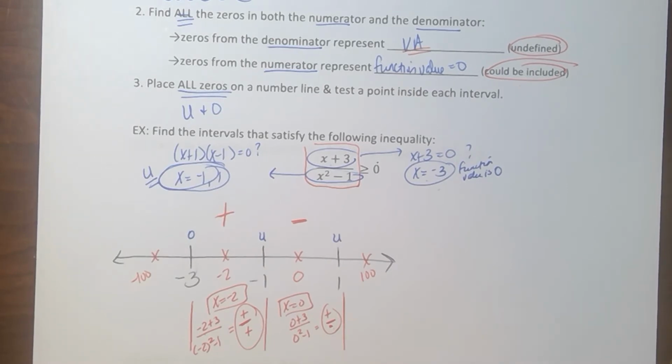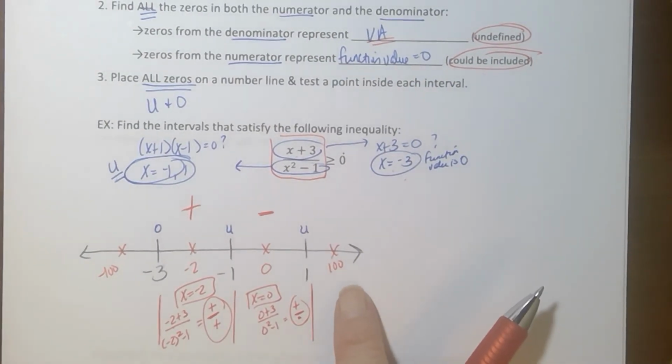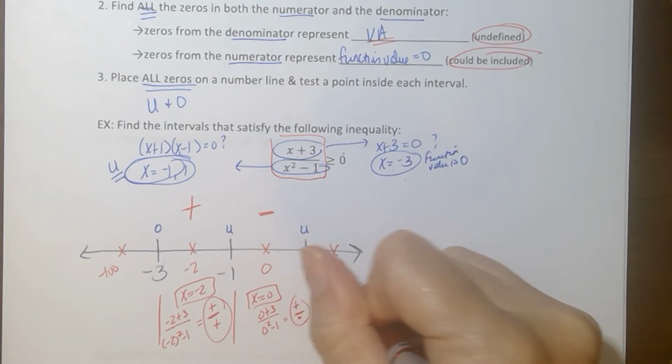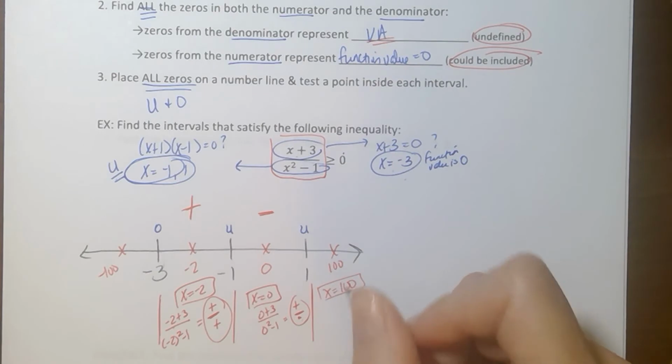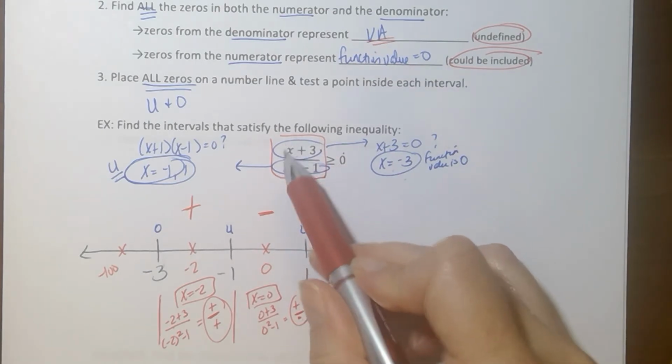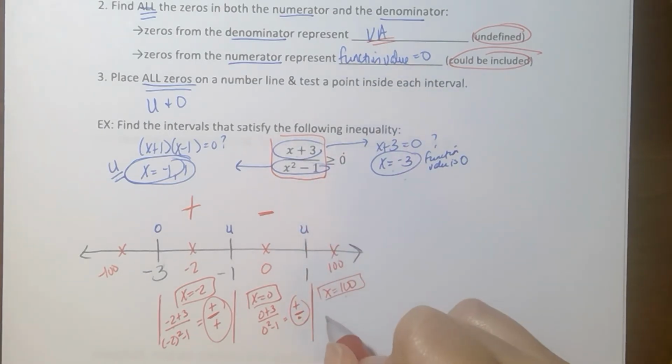Okay, now I'm left with my ends. Let's do this end where x is a positive 100. What if I plug in a positive 100 for x? I could have just as easily done a positive 2 or a positive 10 or a positive million or a positive 7. Anything greater than 1 is going to work here, but 100 is usually easy. So I plug that into my rational expression, and I get 100 plus 3 over 100 squared minus 1. Well, my numerator is 103.